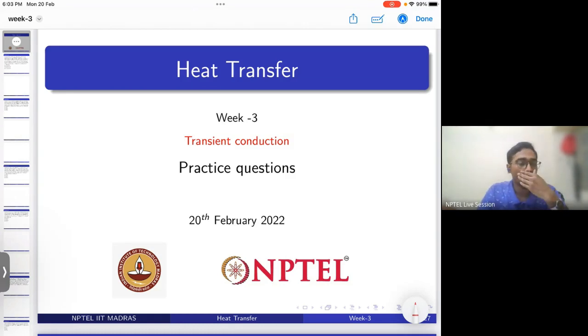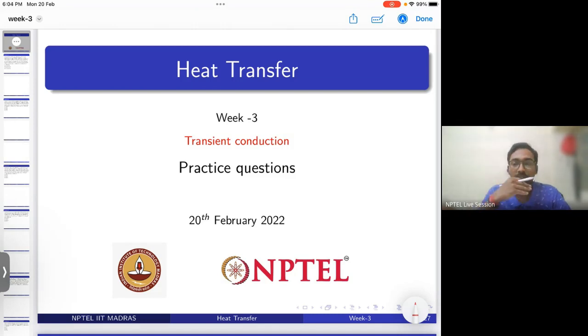So let's have a brief recap of the major things covered in week three of this course. The major portion was transient conduction. Transient conduction, as you know, is a multidimensional conduction problem where space and time coordinates are involved. In week two, we discussed single-dimensional conduction, where the temperature profile is a function of x only, or y only, or z only, or any single dimension. But now we are going to multi-dimension.